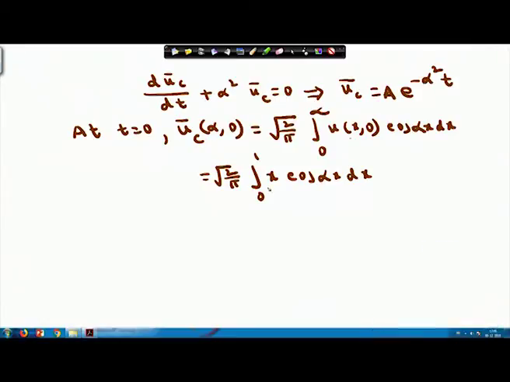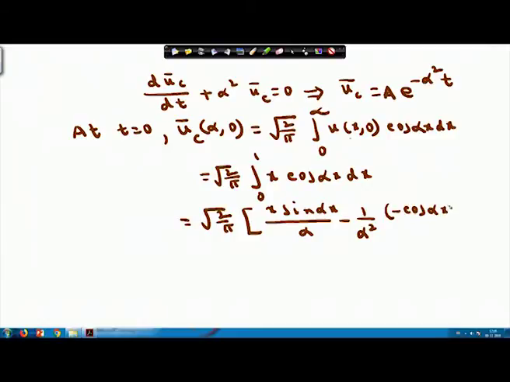So, that you will obtain 0 to 1 this thing. If I evaluate this integral, you will obtain root over 2 by pi x sin of alpha x by alpha minus 1 by alpha square into minus cos of alpha x, 0 to 1. If I evaluate the limits, then ultimately I will obtain sin alpha by alpha plus cos alpha minus 1 by alpha square.